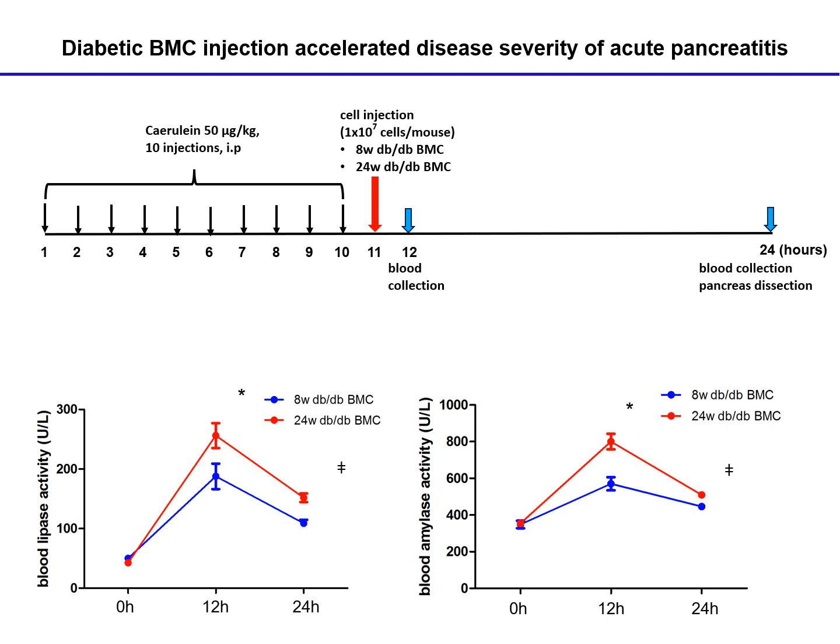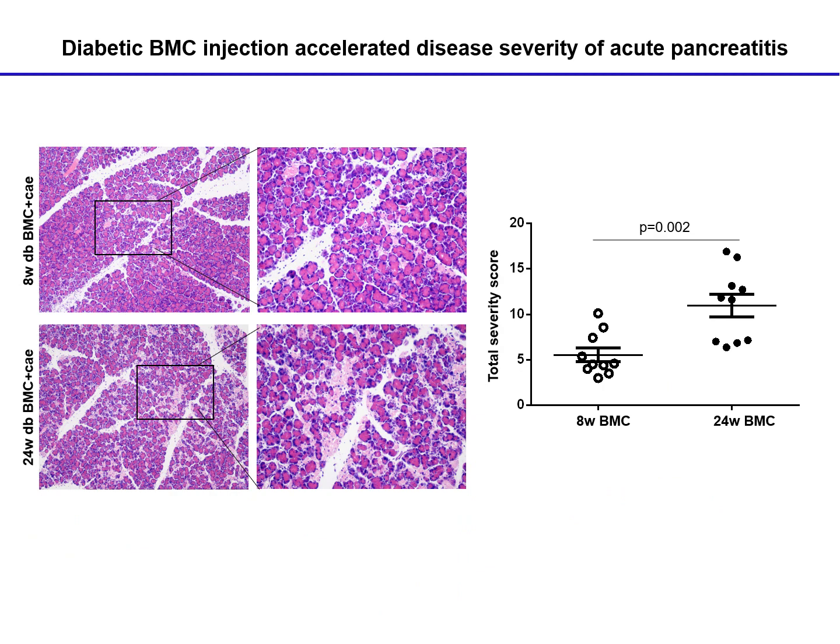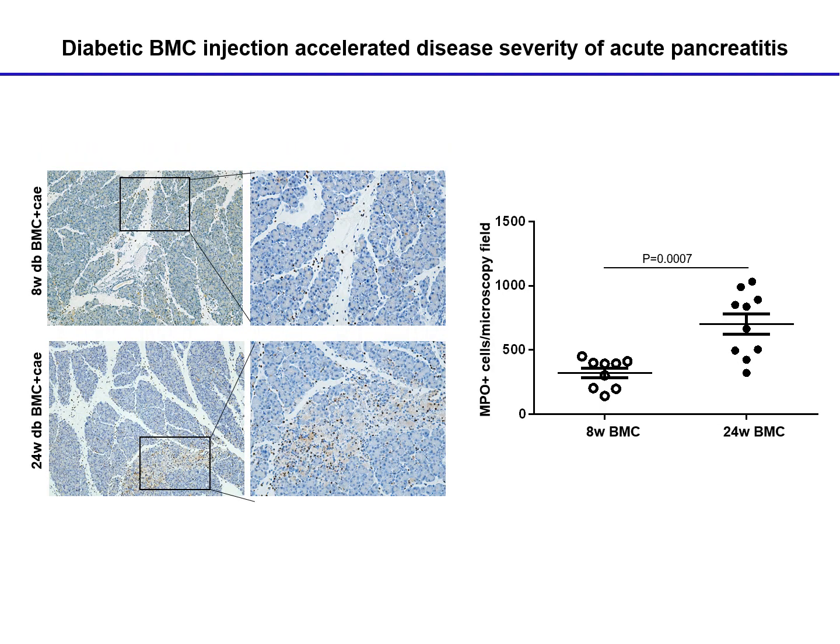When we injected 8-week or 24-week-old BMCs into the caerulein-induced AP mouse model, injection of 24-week diabetic BMCs promoted higher severity of acute pancreatitis, as you see the increased lipase activity, amylase activity, the HE staining for total histological score, as you see the damage, and inflammation, as you see the number of MPO cells infiltrating in the lesion.